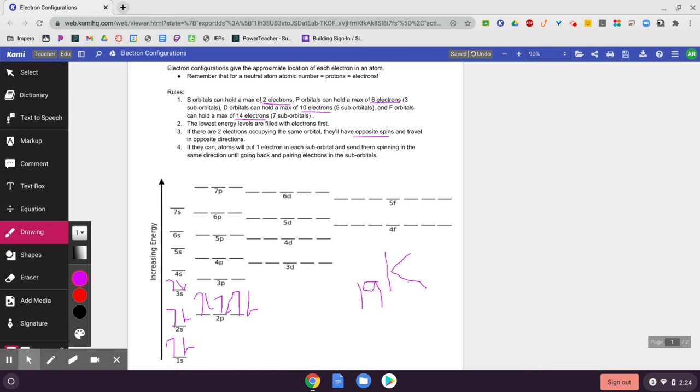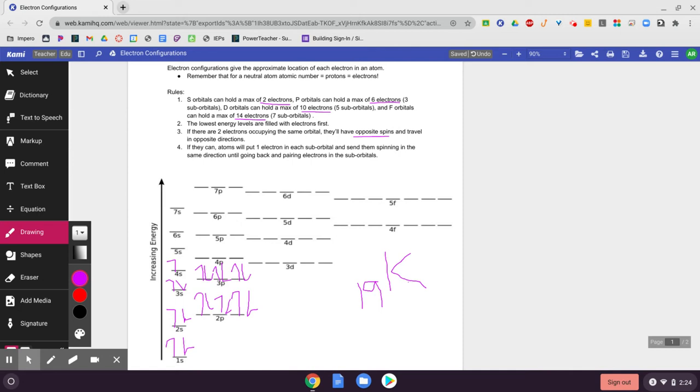Next comes 3p, 13, 14, 15, 16, 17, 18. So now the 3p orbital is full, but I have 1 more electron, and it's going to go into the 4s orbital. So now I can count, and I have 19 electrons accounted for. So now I can write my electron configuration.